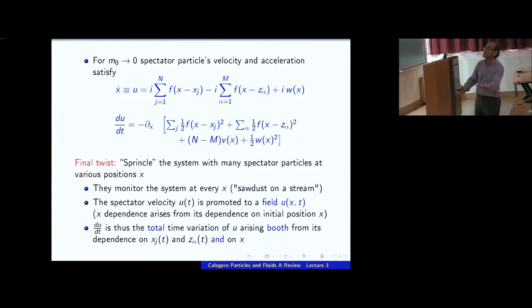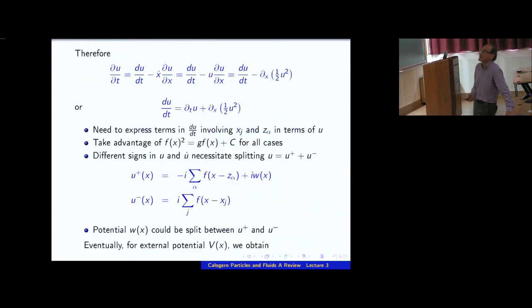You sprinkle particles at every position x, and therefore you promote this function, which was the velocity of that extra particle, into a function of x, which is the position where you place these particles. You work through it, and lo and behold, that u, or actually this u broken into two parts, u plus and u minus, are the u1 and u2 that Sasha described to you before.